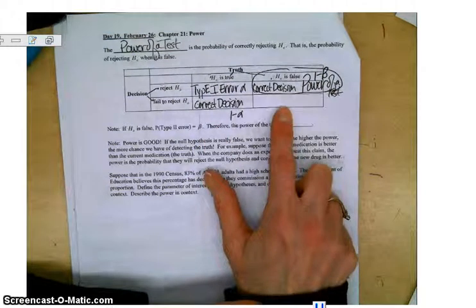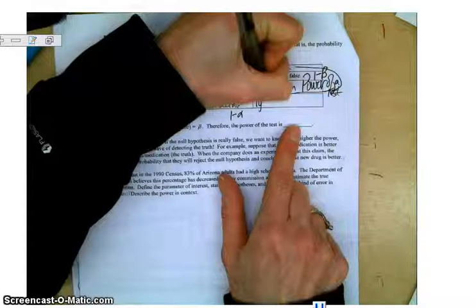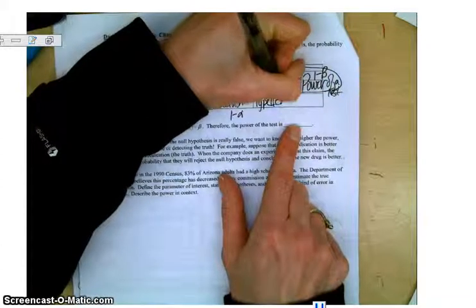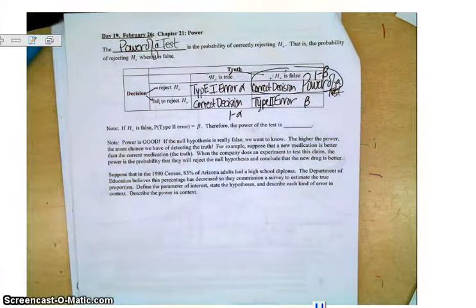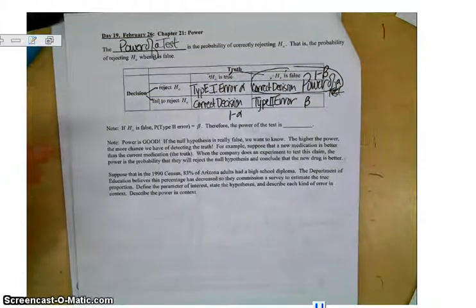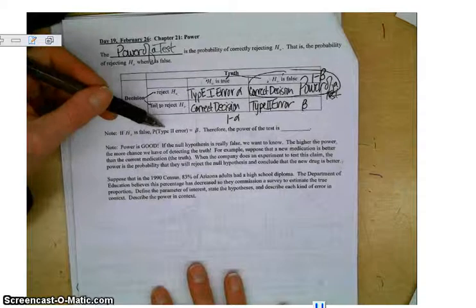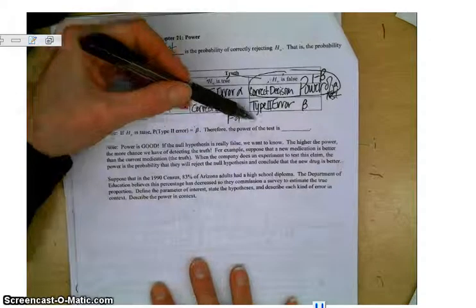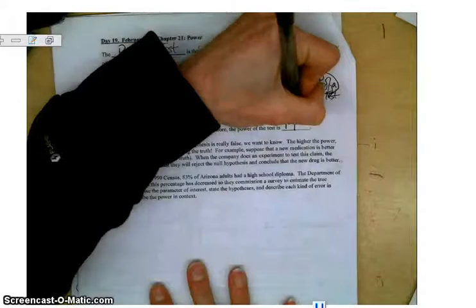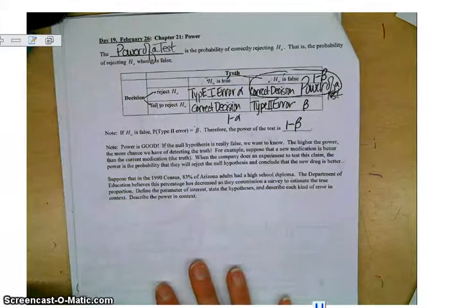And down here, if I fail to reject the null when it's false, that is the type 2 error. And that probability is beta. Okay, if the null is false, the probability of a type 2 error was beta. Therefore, the power of a test is 1 minus beta, which you will not be calculating in AP Stats. You won't be calculating it, but you need to know it.